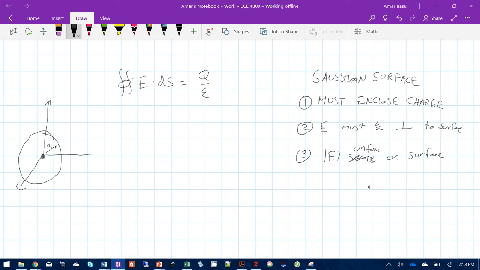We could do it with R squared, but I'm just putting A here to not confuse it with the integration variable R, or the spherical coordinate variable R. All right, so we want to do this integral here, E dot dS. So what is dS in this case?